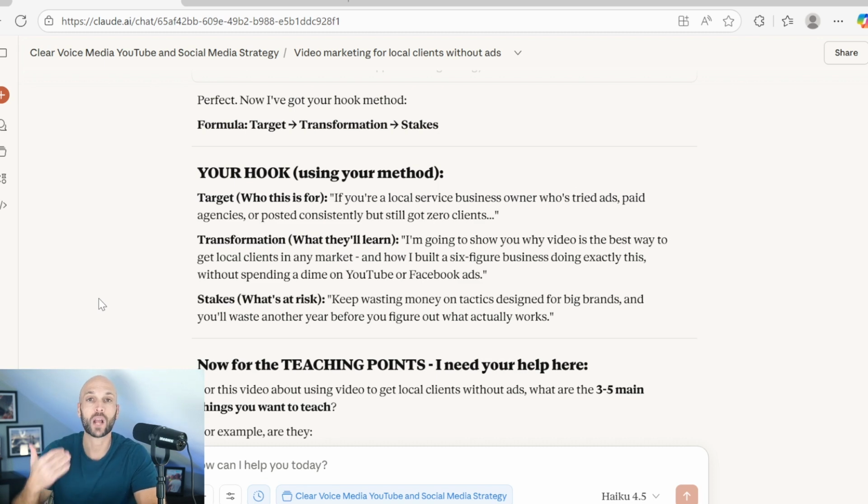And look, again, I've trained Claude so much, it speaks like me. It has so much of my voice and my methods in there. Like, this is something that I would actually say. So this actually nailed the hook, and I'm really excited for that.